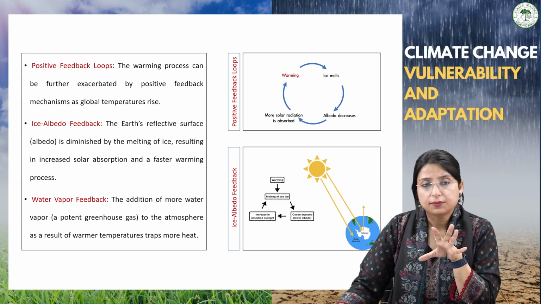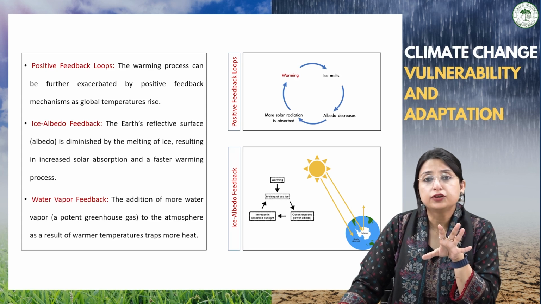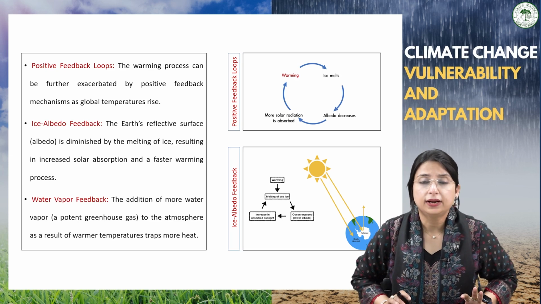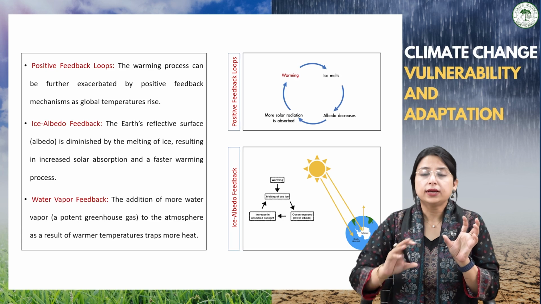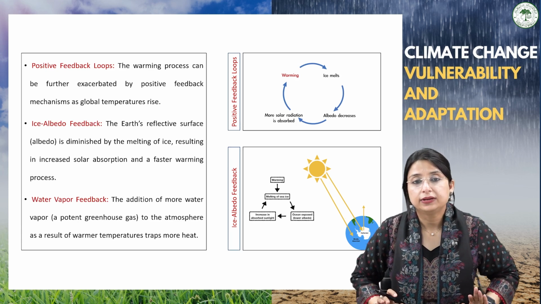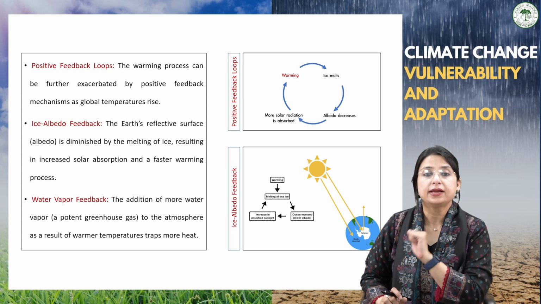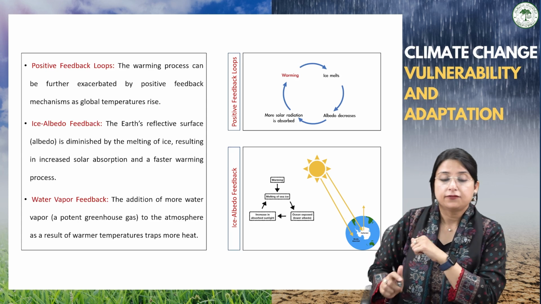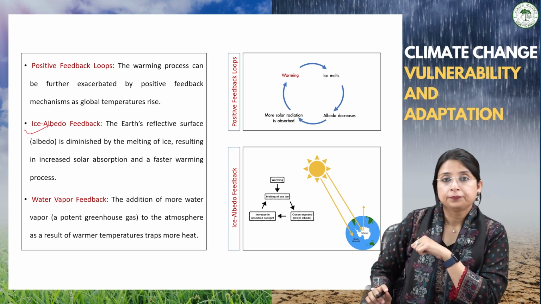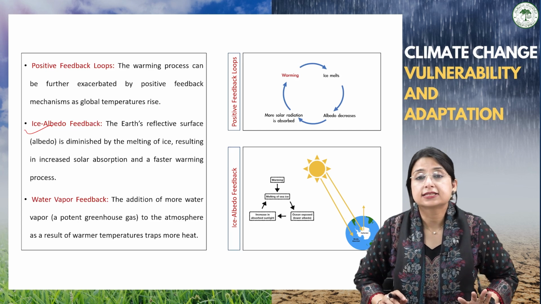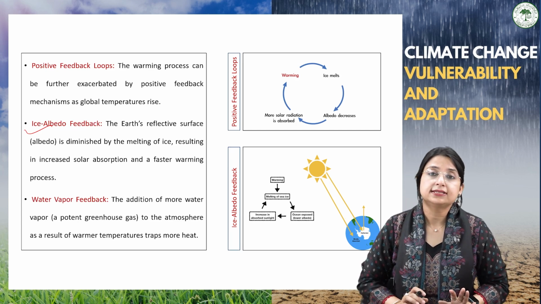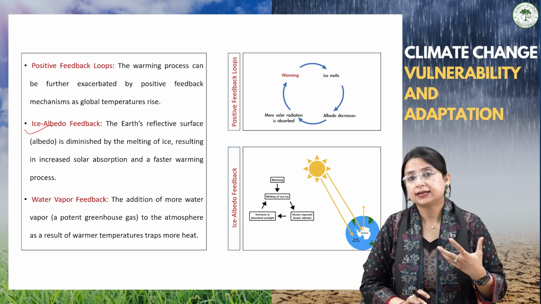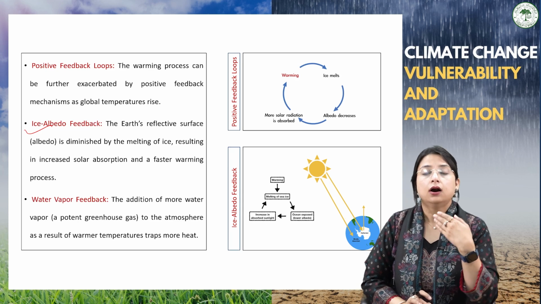There are also various mechanisms known as positive feedback loops, which increase the global temperature in a loop. Means causes are also impacts. For example, the warming process can be further exacerbated by positive feedback mechanisms as global temperature rises. Just see here, if you are talking about ice albedo feedback, we know the Earth's reflective surface is diminishing day by day with the rise in temperature, and that leads to the melting of ice, either in the Arctic region, Antarctic region, or high altitude regions.